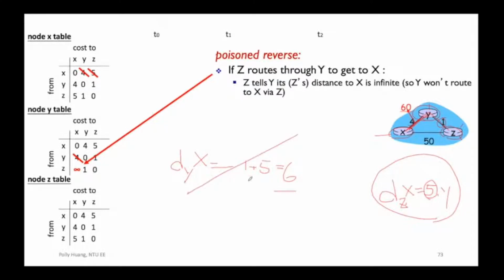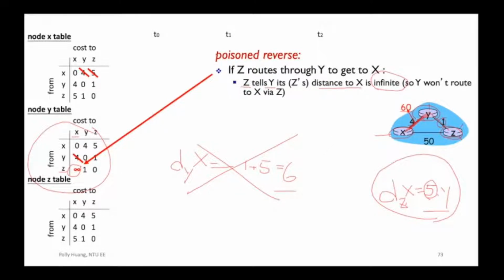So to avoid confusion such as this, we should stop z from keep telling y this is the shortest distance. So z tells y instead that the distance to x is not 5, instead being infinite. And that is what you're seeing here: the distance from z to x in y's table now being infinite. And how do we achieve that? It's not that hard.